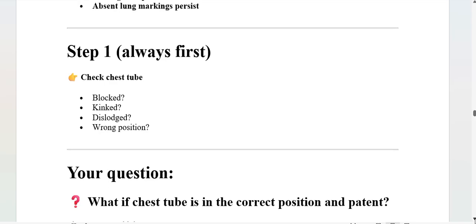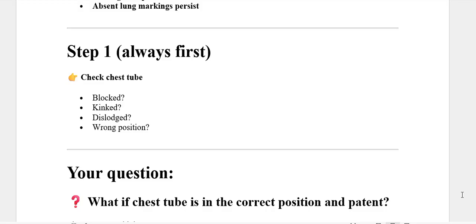Okay, if you put the chest tube in the patient, then you have to observe the patient. And if you notice that the patient is still not stable, then what is the next step you have to do?